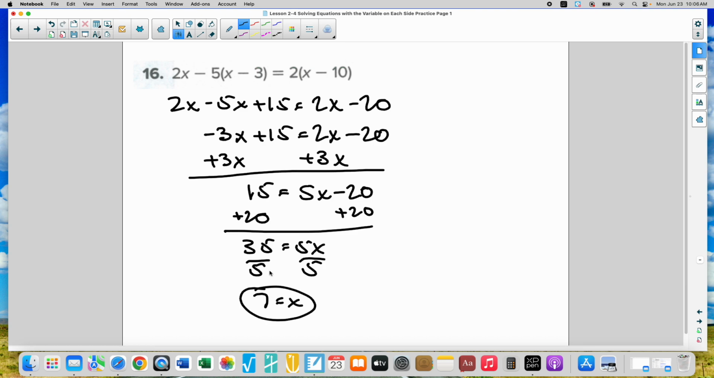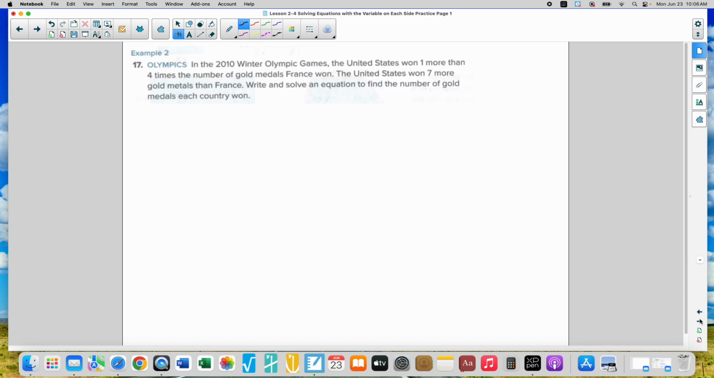And you should be able to look at this problem, and I could point to any place and you should be able to take over and continue this problem. You should be able to know what my steps are and know how to do it. All right, now we're into the word problems.